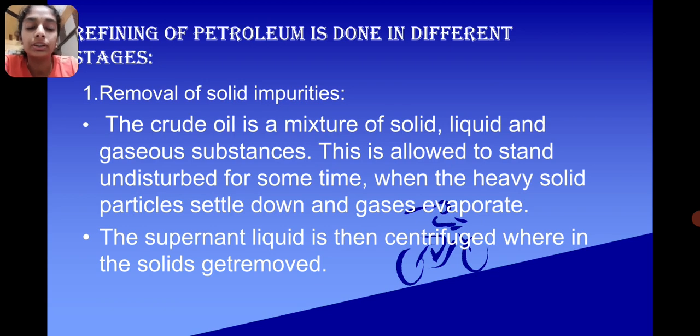Removal of solid impurities. The crude oil is a mixture of solid, liquid, and gaseous substances. This is allowed to stand undisturbed for some time. When the heavy solid particles settle down and gases evaporate, the supernatant liquid is then centrifuged, wherein the solid gets removed.